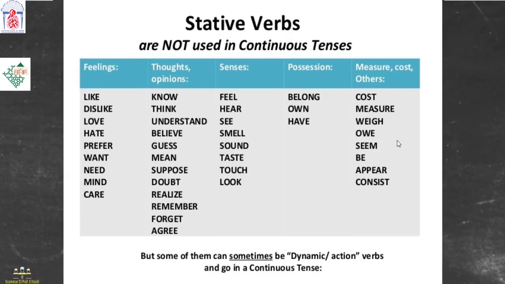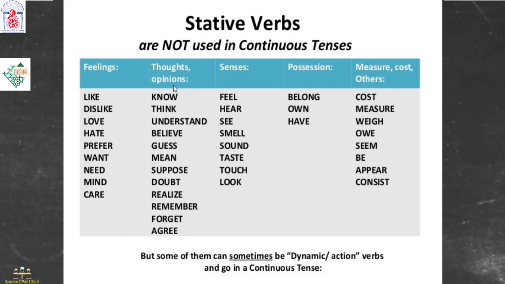Now, please, there is something very important to mention when we talk about continuous tenses, which is stative verbs. These stative verbs that we have here, they don't take the ing form. We can't use them in the progressive form. For example, verbs that describe feelings: like, dislike, love, hate, prefer, want, need, mind, care. You can't say, for example, I'm liking something, because like is a stative verb and it doesn't take the ing. You can't say I'm loving you now. Why? Because love is a stative verb. So these verbs here don't take the ing form.